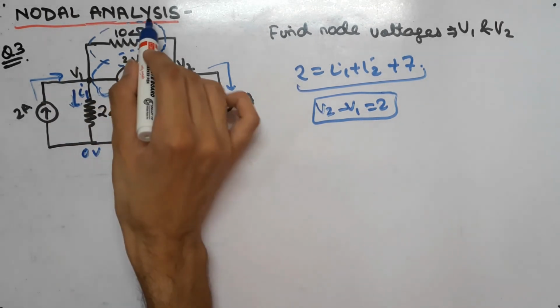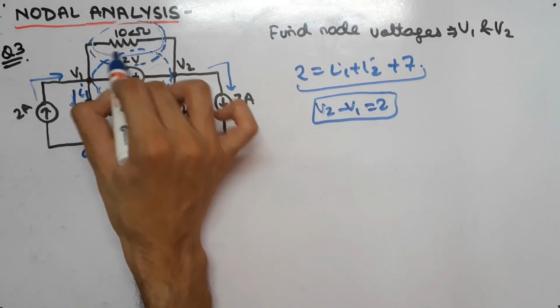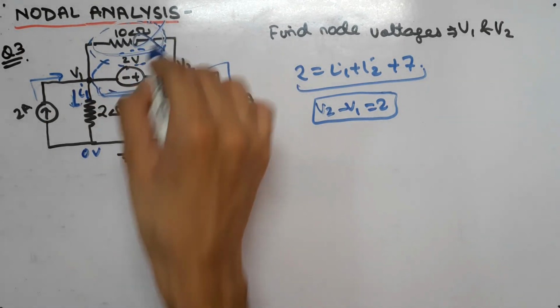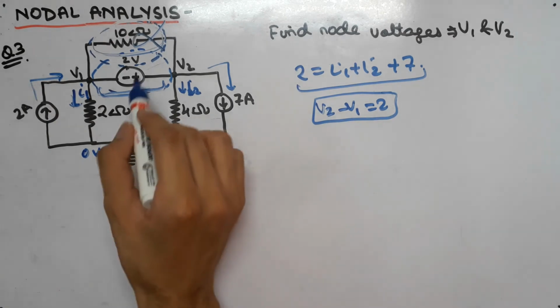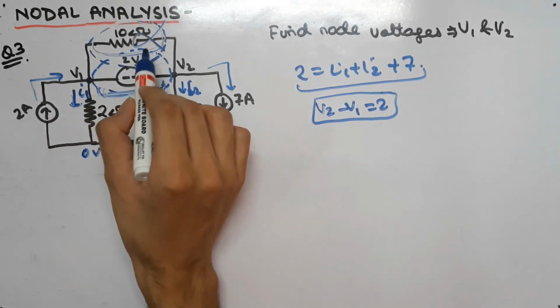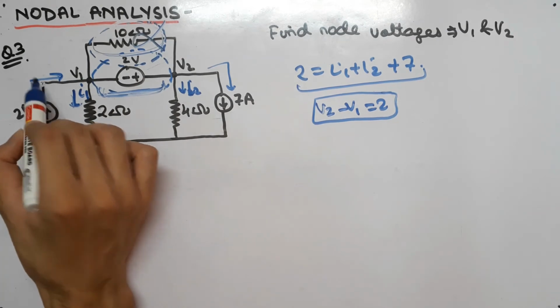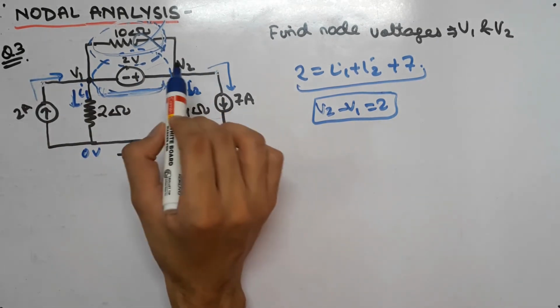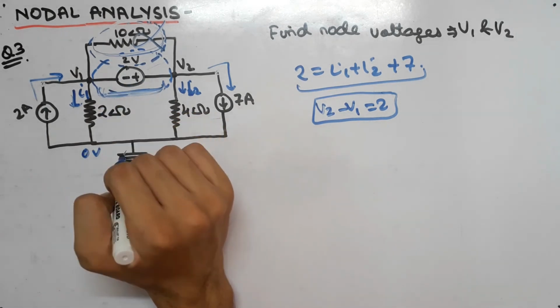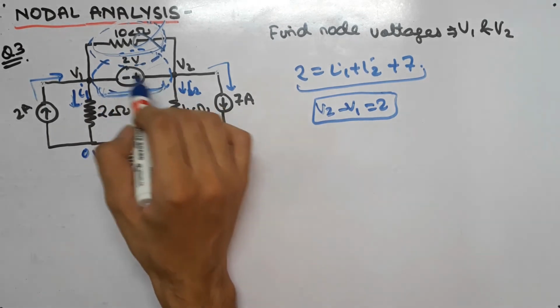Now even if you remove this part of the circuit, that is, if you remove the 10 ohm resistor, it won't make any difference because we have no use of this resistor in this circuit as it is connected in parallel to a super node. If the 10 ohm resistor had been connected from this point to this point, then we would have considered it. But now it is connected across the 2 volt source, that is across a super node, so we won't be considering it.